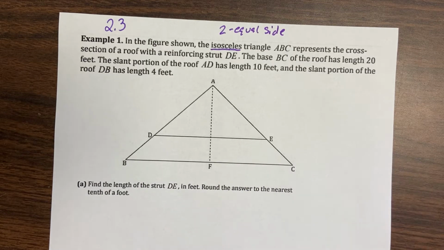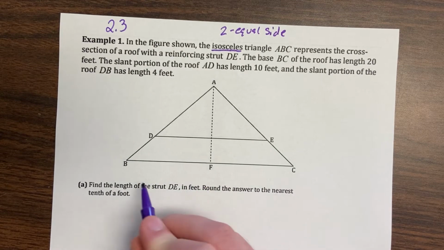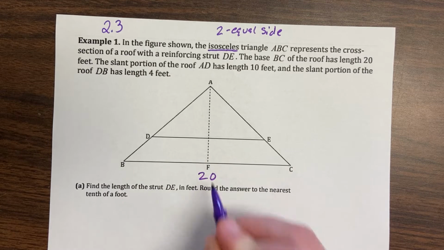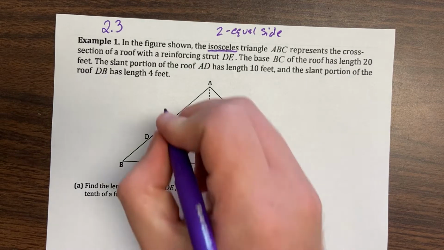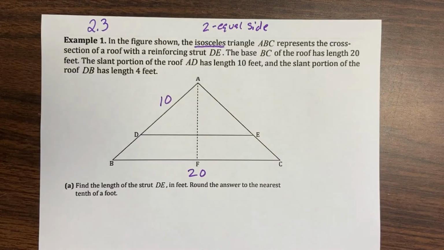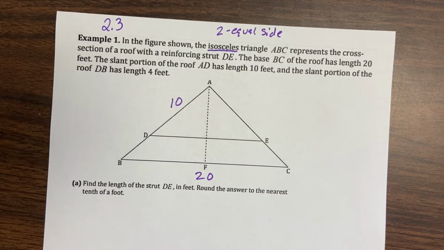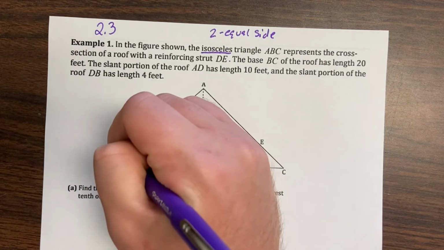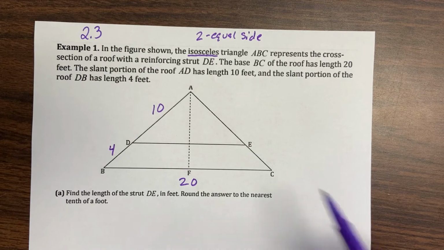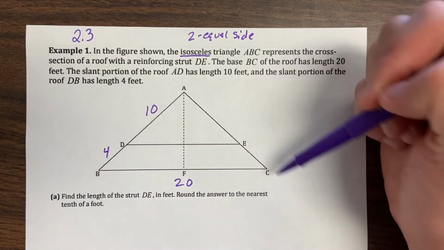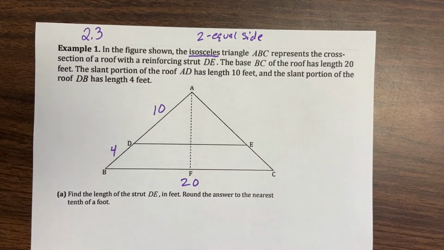Okay, the base BC of the roof has a length of 20. So this entire length down here we'll label as a 20. The slant portion of the roof AD has a length of 10. And the slant portion of the roof DB has a length of 4 feet. Okay, so it told us an isosceles triangle, so our two sides are going to be equal here. I don't know if that really comes into play with one of our questions.